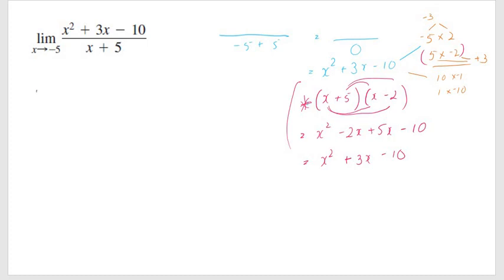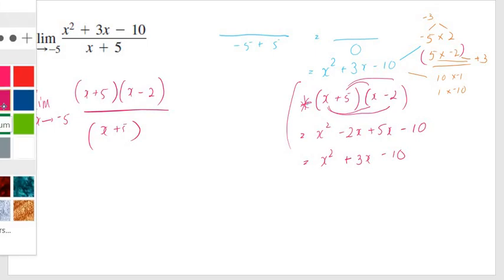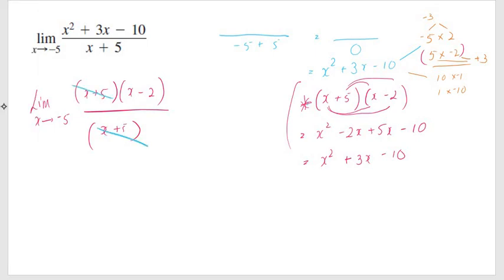So let's write it here. Limit as x tends to minus 5 of x plus 5, x minus 2 over x plus 5. Now we see we have a common factor. We cross off the common factors and then we have x minus 2. So we do limit as x tends to minus 5 of x minus 2. This means substitute minus 5 into this, and we get minus 7. That's the answer. Let's go to the next question.